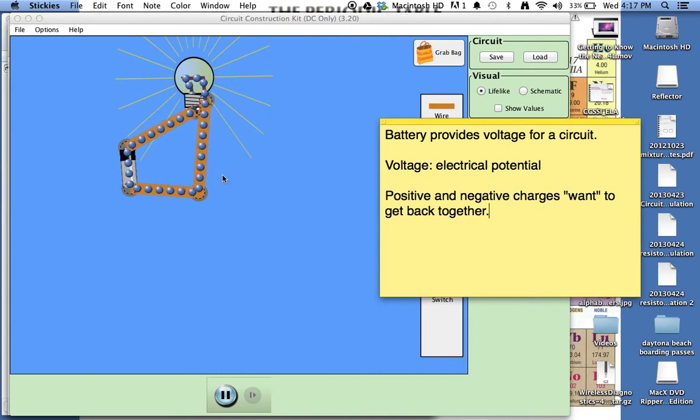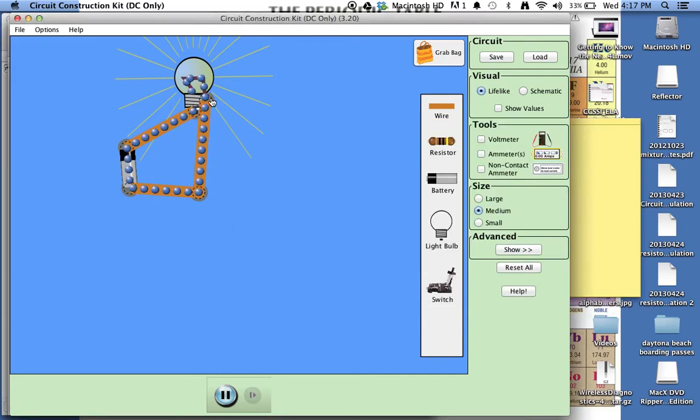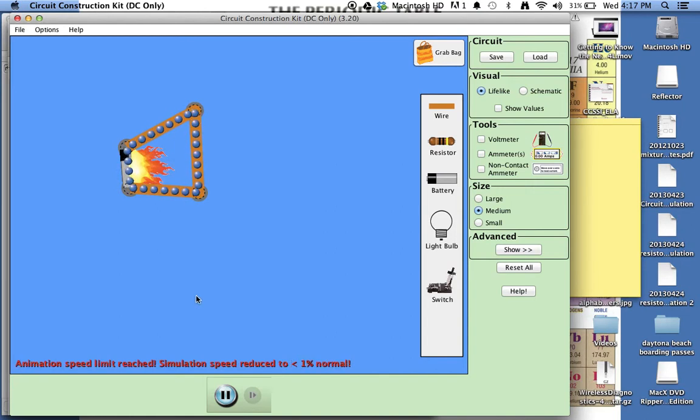Now, if there's no real resistance in a circuit, this word resistance, the charges will flow extremely fast. Let's see how that can happen. If I take this light bulb out of my circuit, removing the light bulb, and instead I'm just going to connect this wire right here, look what happens. It says animation speed is reached. They're actually slowing down the simulation speed. So the charges are moving so fast we wouldn't be able to see them.